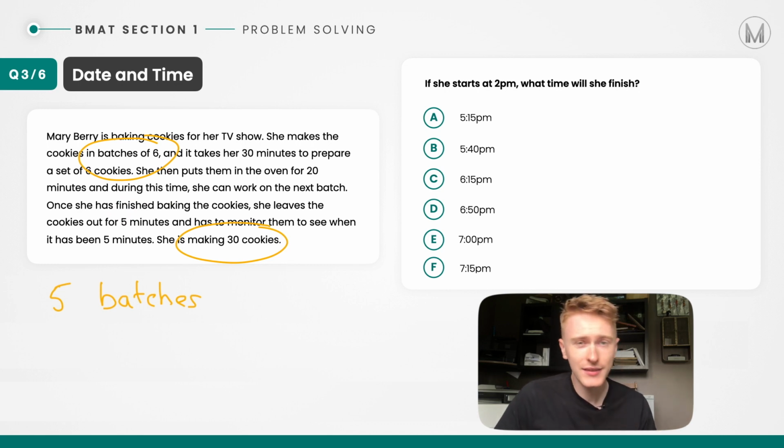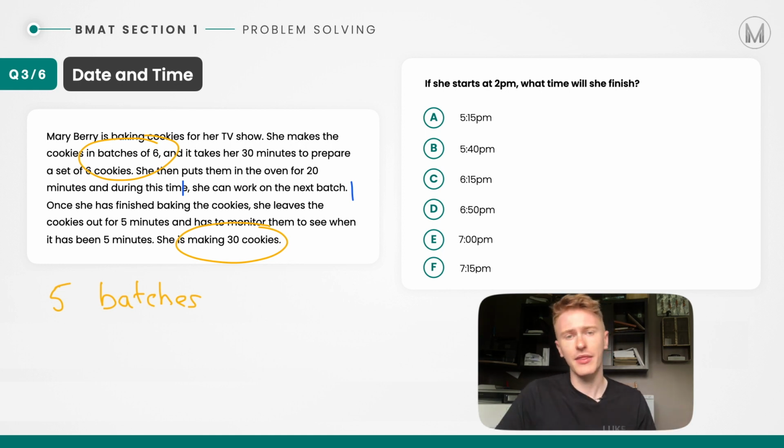Now this question isn't as easy as it first seems because it gives us this little piece of information here. She can work on the next batch. So let's put that in a nice little bracket there because that's really important to the question. So all in all, we're faced with the situation where we've got 5 batches of cookies, but these batches are going to overlap. And that means that we can't easily just add up the timings and then simply add it on to 2 p.m. We have to be a bit more clever.